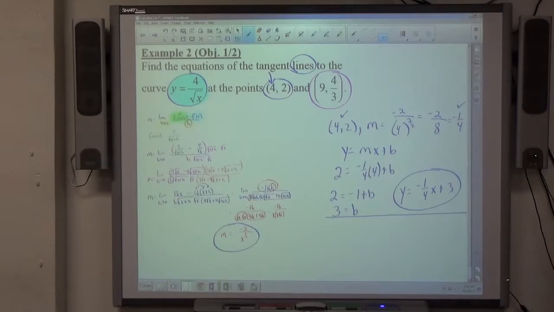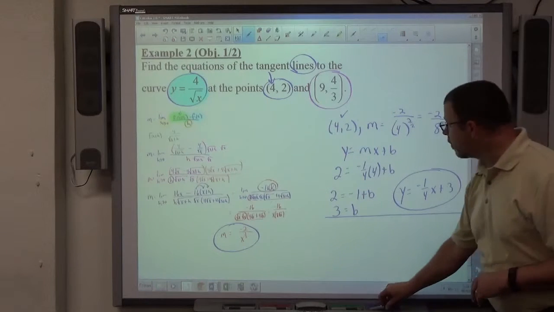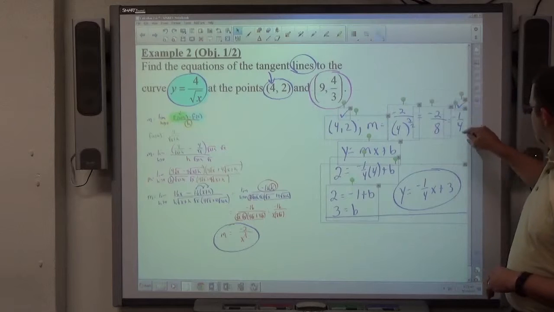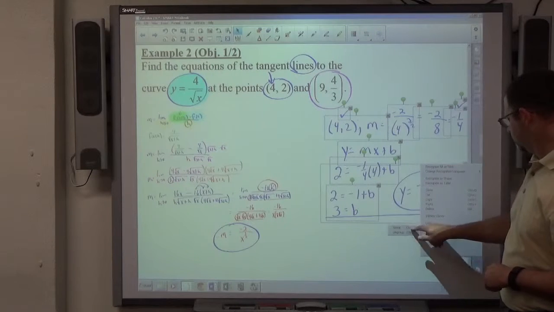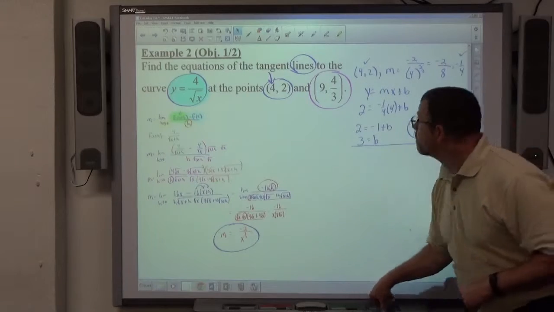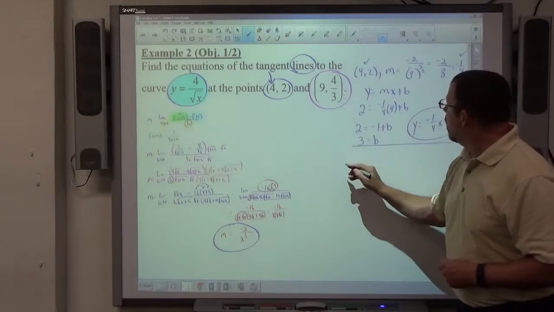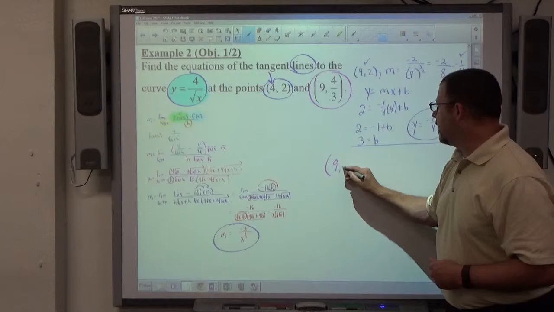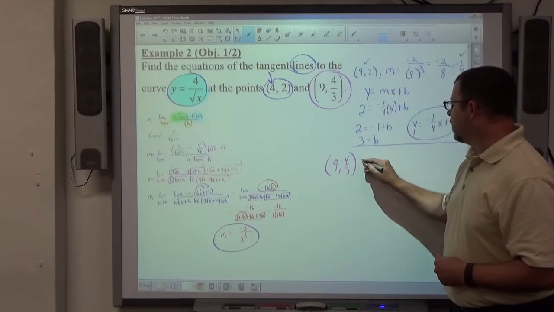The second tangent line, same idea. We got a different point of tangency here. We got 9, 4/3. So I know my point of tangency is 9, 4/3. I need to know what my slope is.